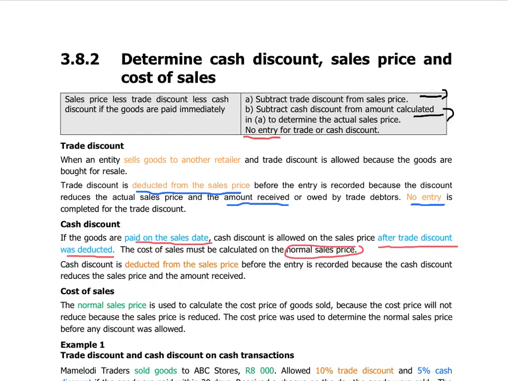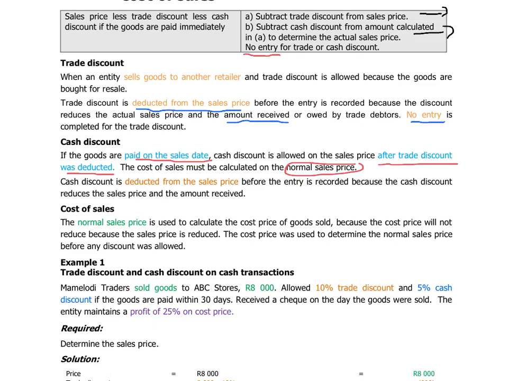Cost of sales. To determine the cost of sales, the normal sales price will be used even if a cash discount or a trade discount was allowed. So you must first determine the normal sales price and use this normal sales price before any discount was allowed to determine the cost of sales.